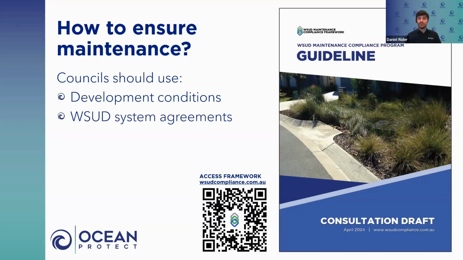The next thing would be WSUD system agreements. So the terminology varies across the country. There could be positive and restrictive covenants. It could be an easement, could be Section 173 agreement, or a range of versions of those. But basically some sort of legally binding agreement that goes on the title of the property, which says that the property owner will maintain the assets in accordance with council's requirements and listen to what council says in this space. And so within that guideline, there is also an appendix all about WSUD system agreements, talking about what those are in the different states.